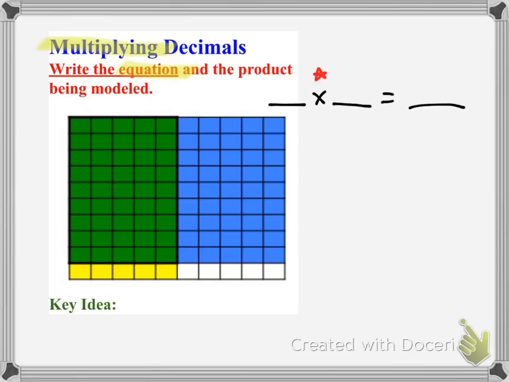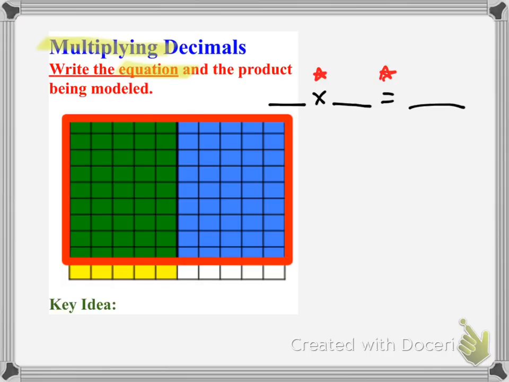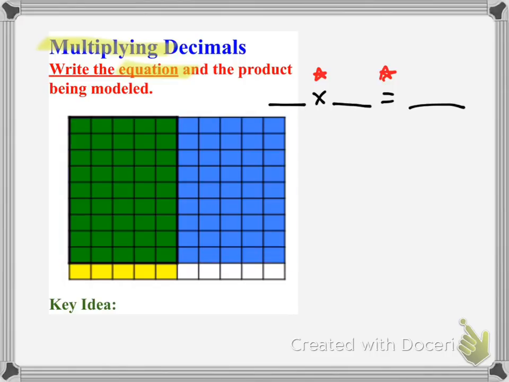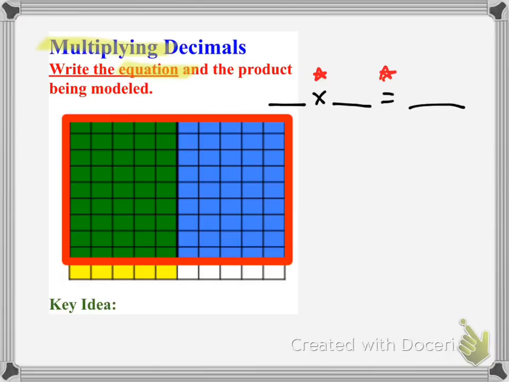So now here is the first star for the multiplication symbol and the star for the equal sign. The next thing that I'm going to do is bring your attention to this red section that I'm doing right now, which is the whole entire blue section. So you have 9 complete rows of blue. So that's going to represent 9 tenths. That's your first factor. That's going to give you the first star for the numbers.